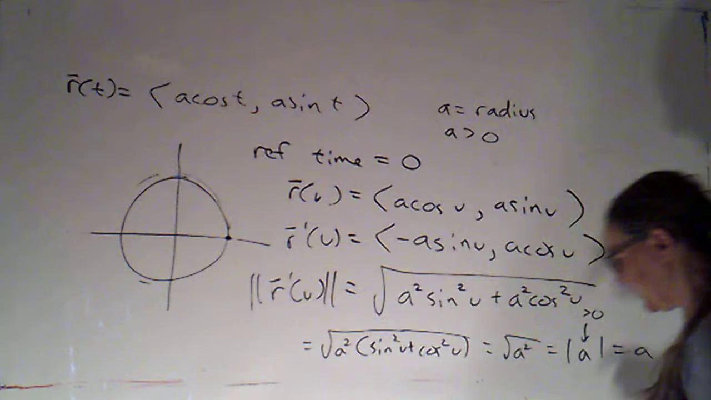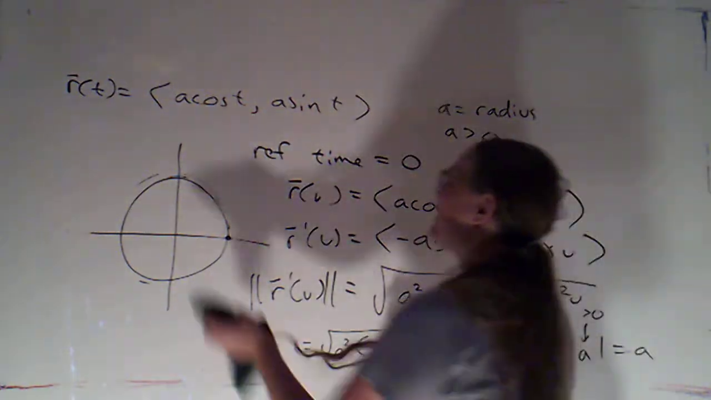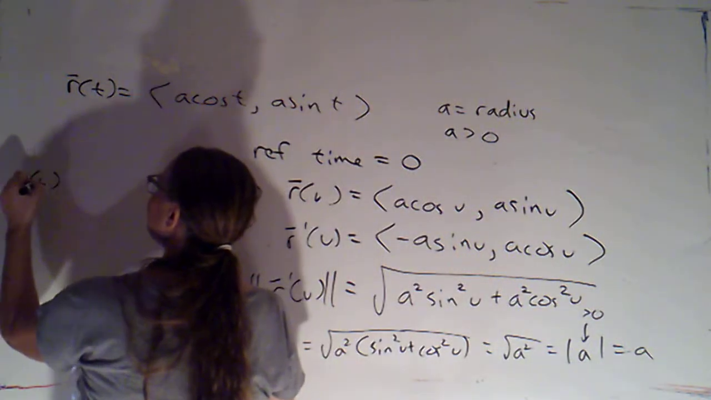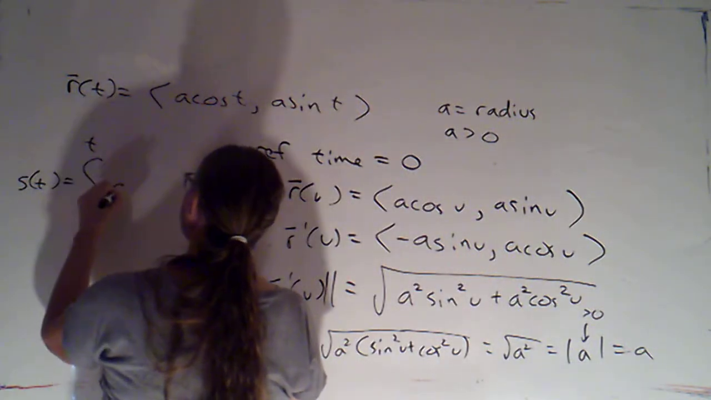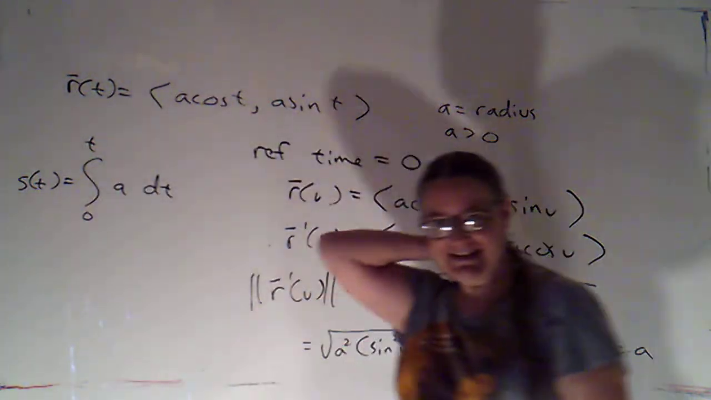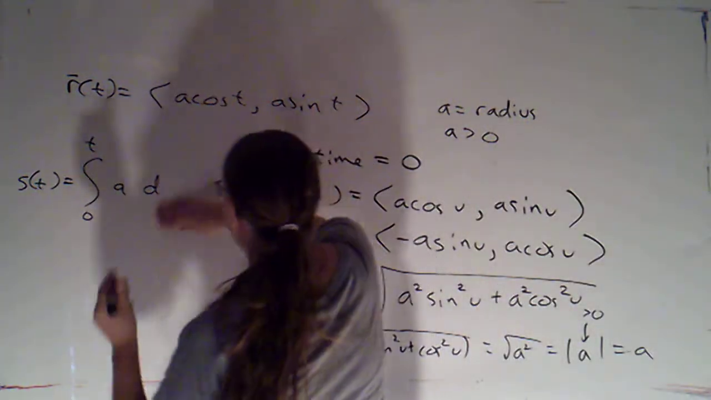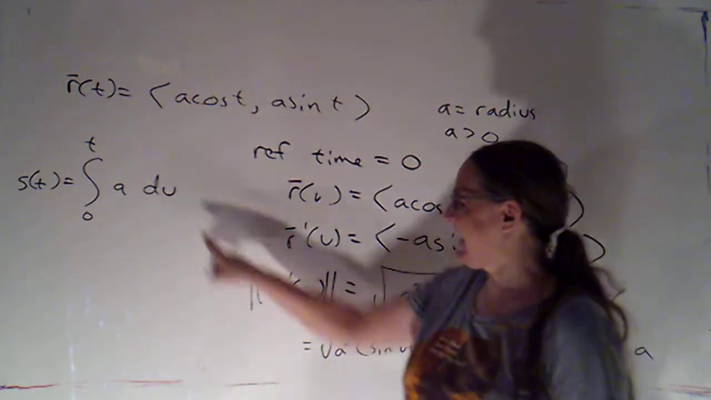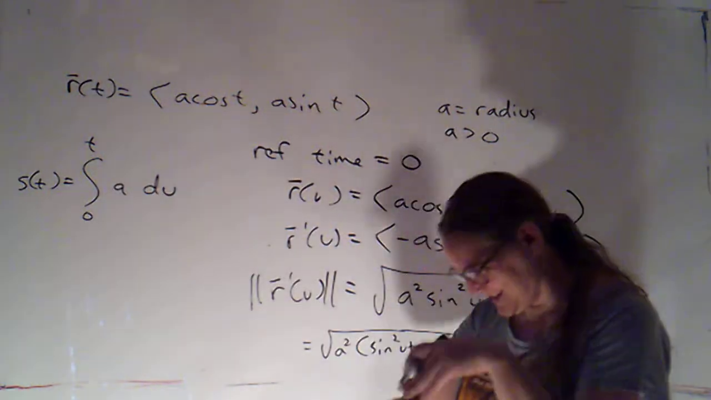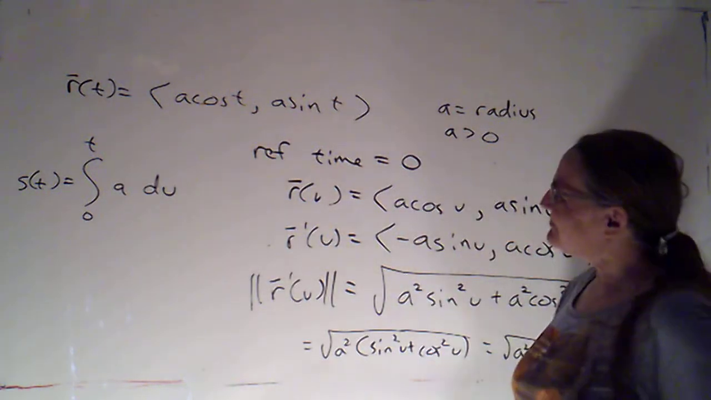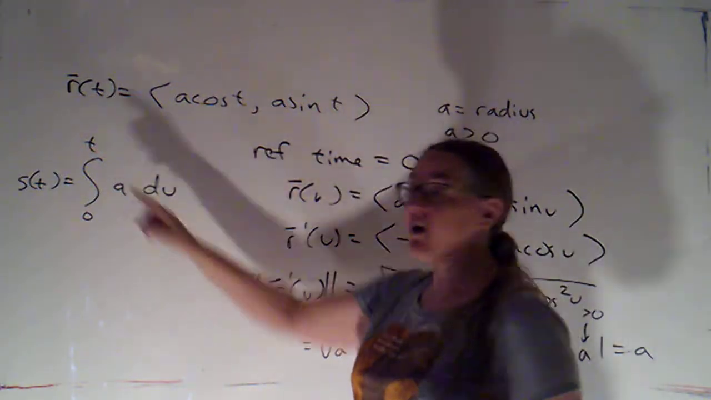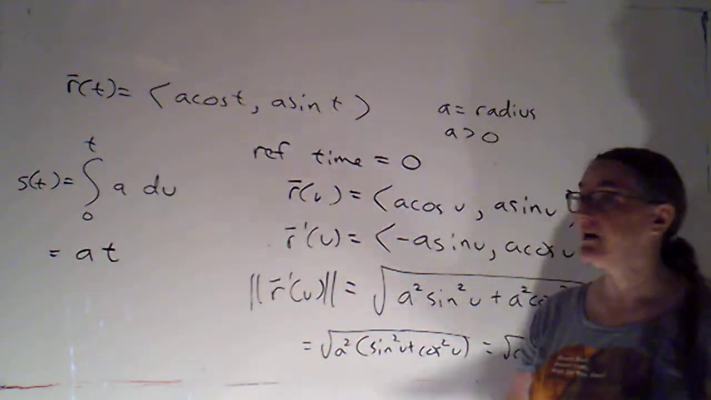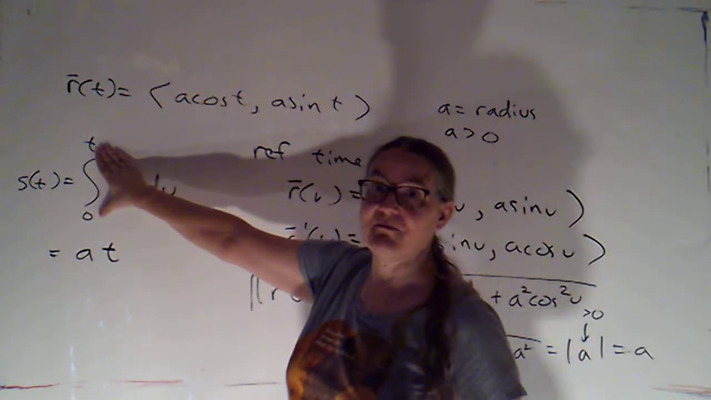Okay, excellent. So that's going to make finding my arc length function pretty nice, because I've got a very nice integrand. So now I can say s of t is the integral from 0 to t of a du. Sorry, horrible, du. We must have a dummy variable. We cannot have the same thing here and there. Bad teacher. Okay, so when I have this, I'm just integrating a constant. I know I'm going to get that constant times the length of my interval. And the length of my interval is just t minus 0.